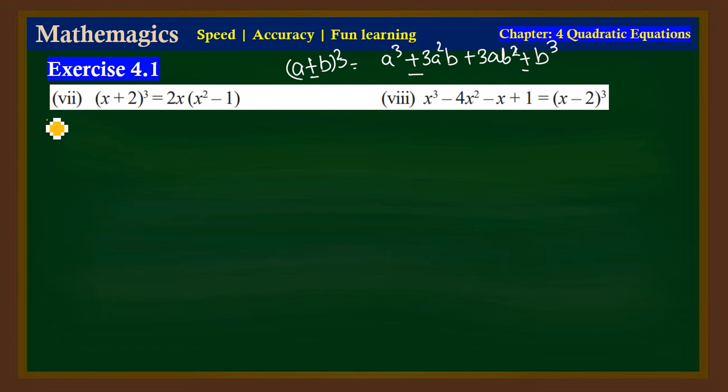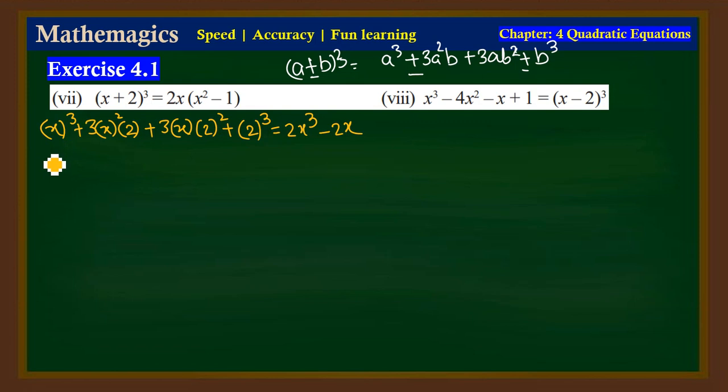So according to the condition, a cube plus 3a square b plus 3ab square plus b cube, and the right hand side is 2x into x square becomes 2x cube, minus 2x into minus 1 becomes minus 2x. And here we are going to plug in the values, that is x, x, x. Another one is 2, 2, 2. x into x to the power 3 becomes x cube.